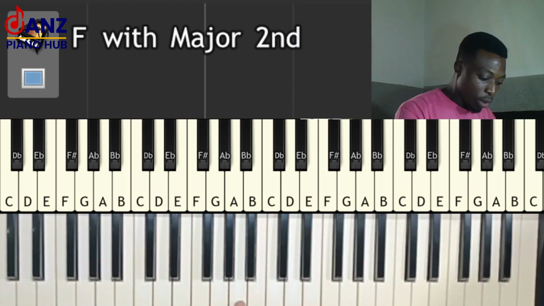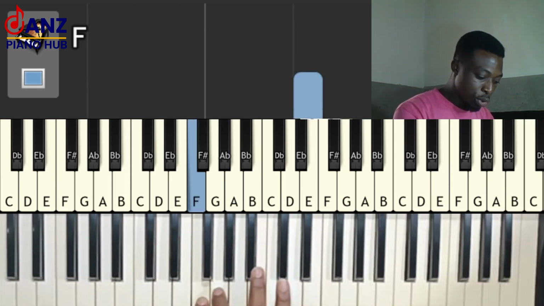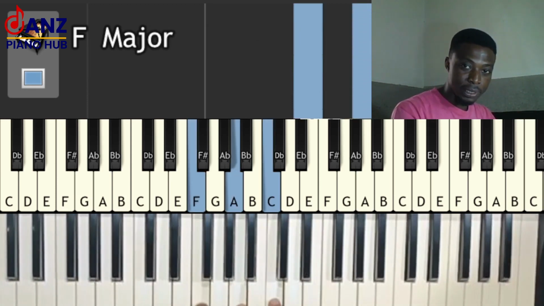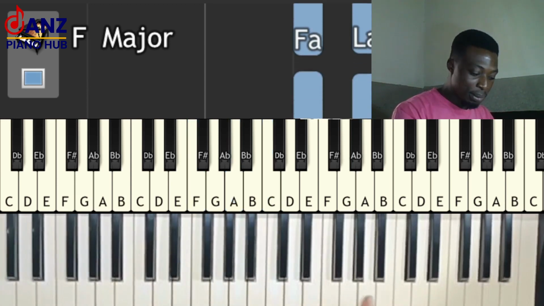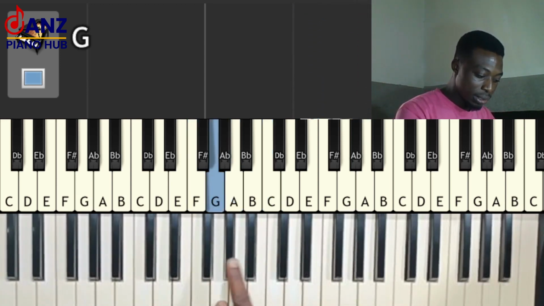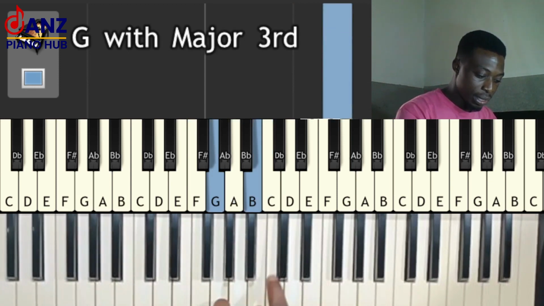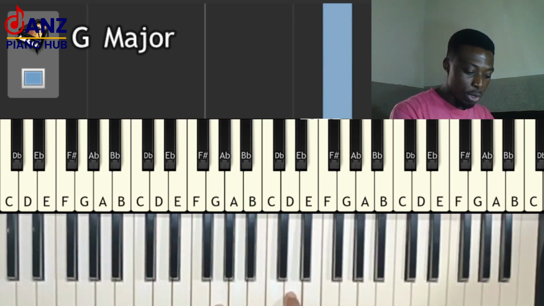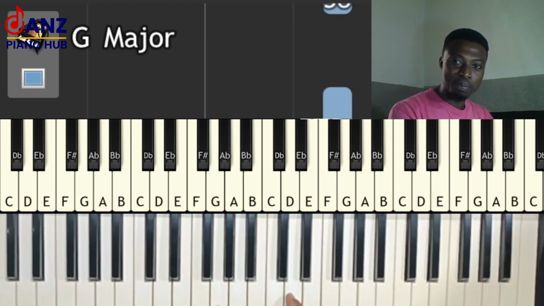So now, if we want to build our major chord, what do we say? 1, 2, 3, 4, 5. Major chord. That's major. The same thing goes for your G. 1, 3, 5. So when you go 1, 3, 5, you get your major chord.